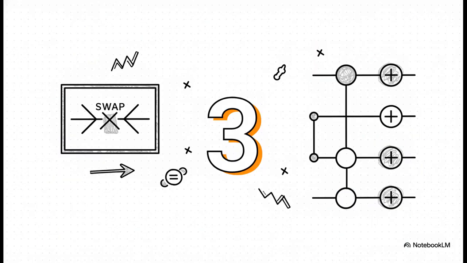So why are we so obsessed with getting rid of these swap gates? Why does it matter so much? Well, it really all boils down to one simple, brutal number: 3. You see, a swap gate isn't a native operation. On the hardware, it has to be broken down into 3 CNOT gates. And since CNOTs are one of the biggest sources of error on a quantum computer, every single swap you add is like injecting a triple dose of noise right into the heart of your calculation.